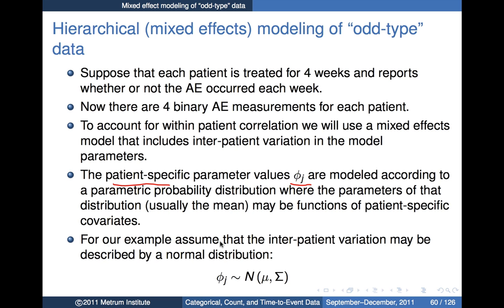And for our example, we're going to assume that our interpatient variation can be described by a normal distribution. So in our case, we're going to be looking at cases where phi sub j would be normally distributed with some mean mu and some variance-covariance matrix, sigma. So when I'm saying this, theta may be a vector. It's not necessarily a single value.